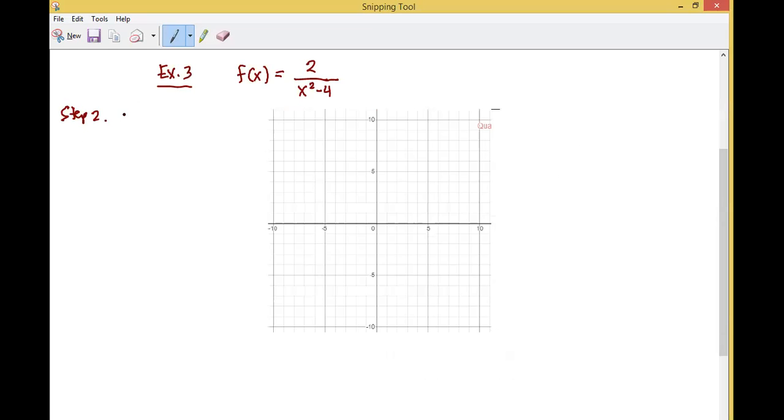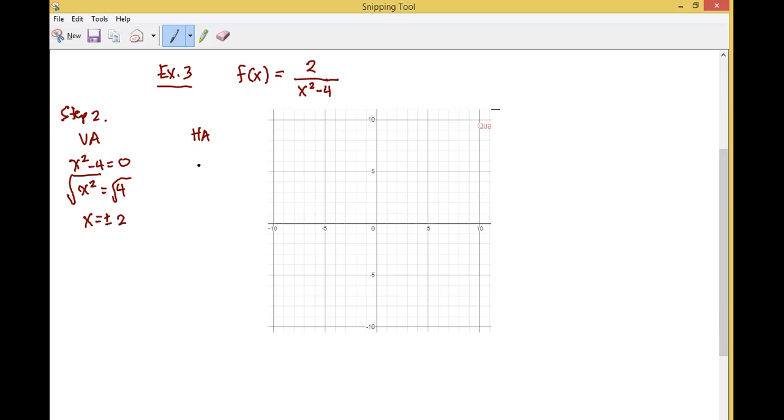Step 2 is on the vertical asymptote and the horizontal asymptote. So a vertical asymptote, remember that it is equal to the denominator equals 0. So we do transposition. We extract the square root of both sides. So x will be plus and minus 2.